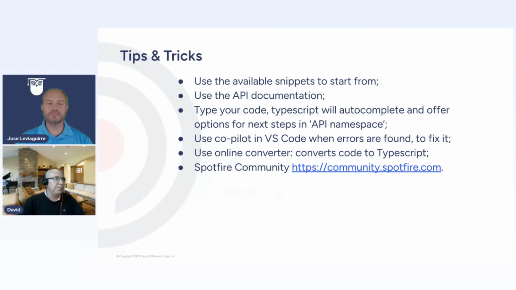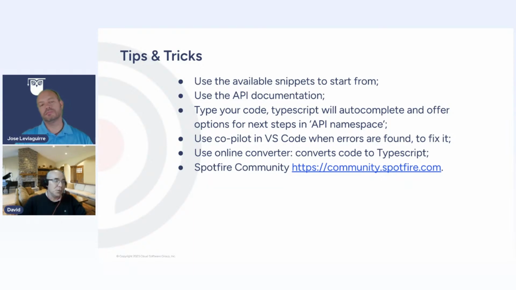from the Spotfire side. Also use the API documentation, and you can find them through the action mod documentation, which I showed earlier. You can also type your code, and TypeScript will autocomplete or offer you any options for the next steps connected to the namespaces, and we saw that with the capabilities. Very powerful. You can use Copilot in Visual Studio Code when errors are found to fix it, and we saw that with the initial creation of the script, that you could use the Copilot to fix it.